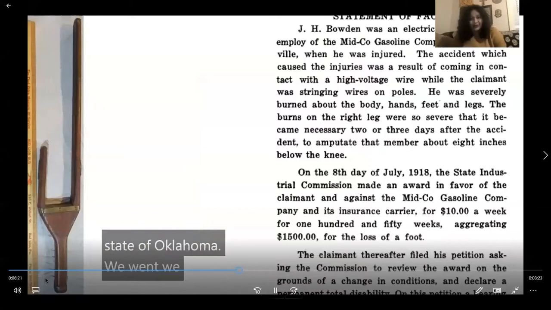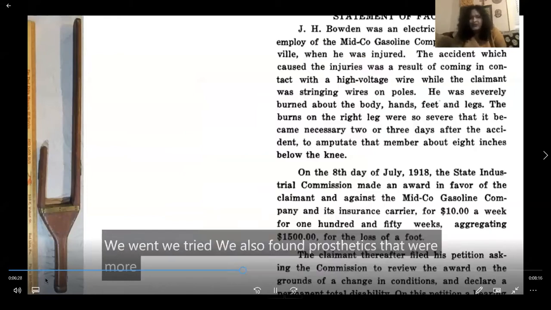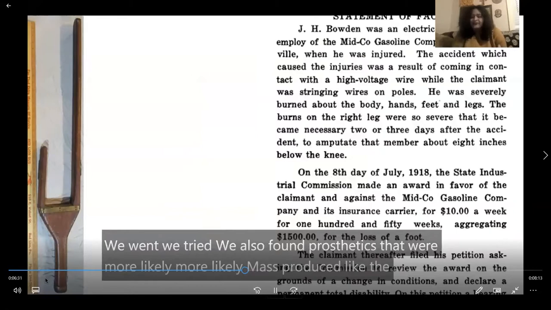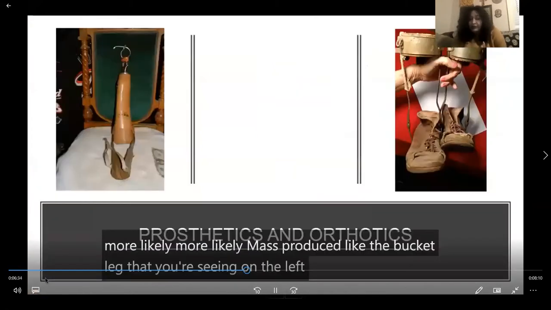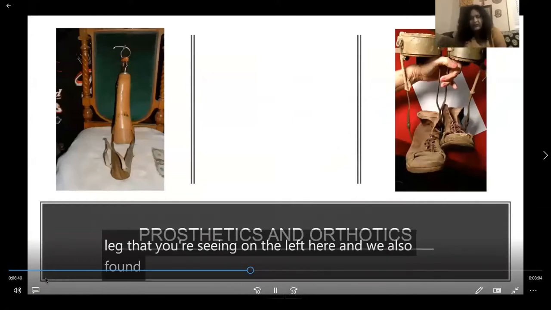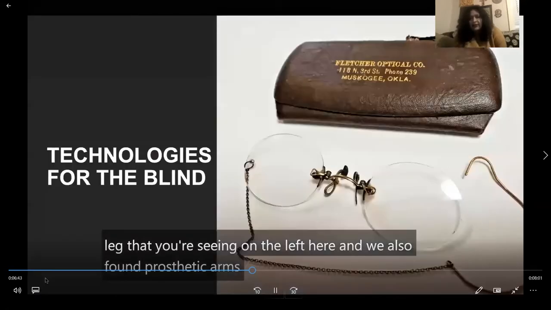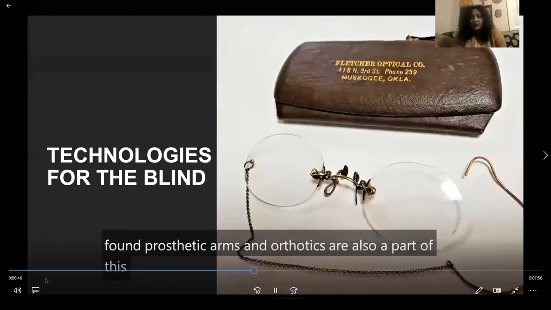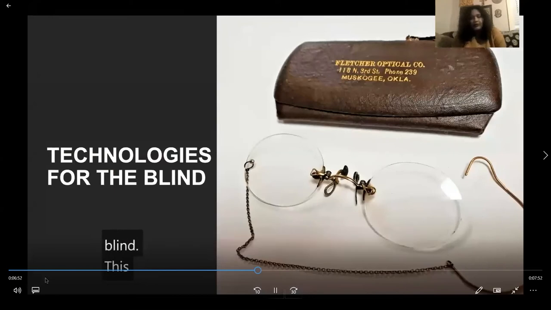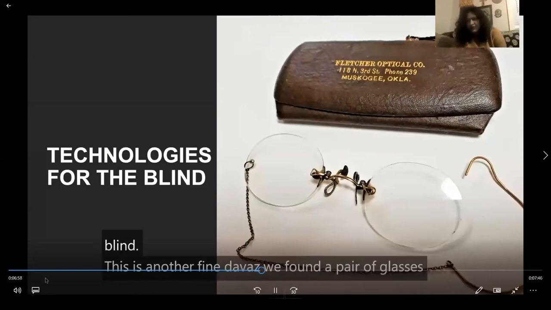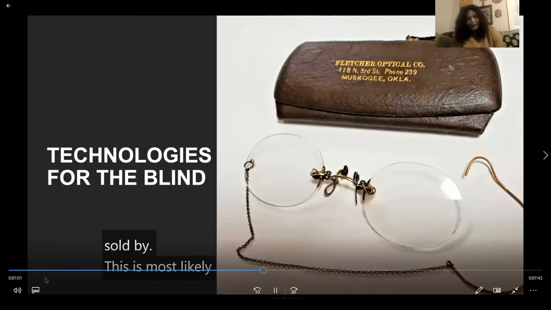We also found prosthetics that were more likely mass produced, like the bucket leg that you're seeing on the left here. And we also found prosthetic arms, and orthotics are also a part of this exhibit. We've also focused on technologies for the blind. This is another find of ours. We found a pair of glasses, most likely about 100 years old, I think, sold by the Fletcher Optical Company in Muskogee.